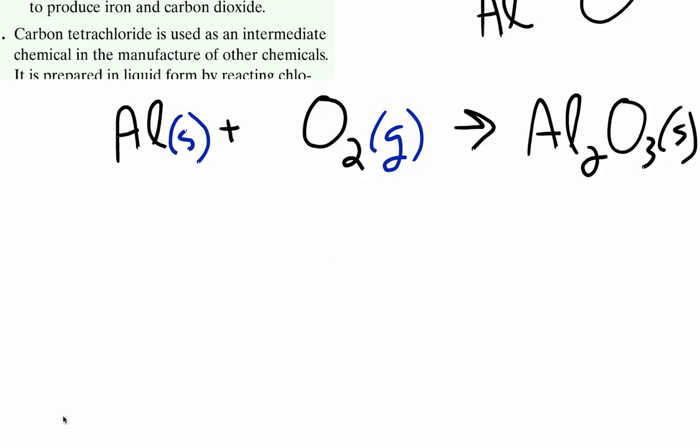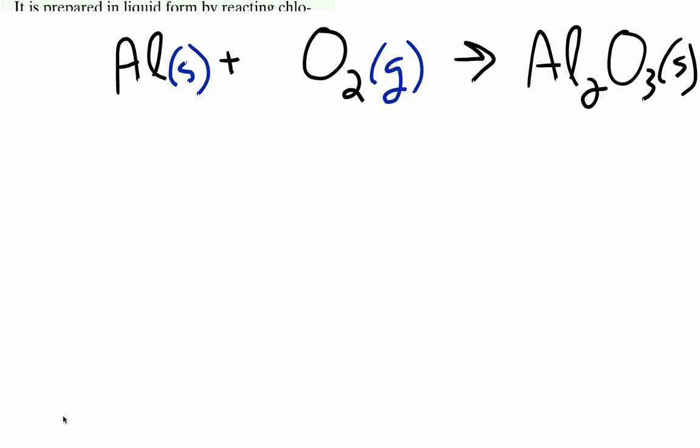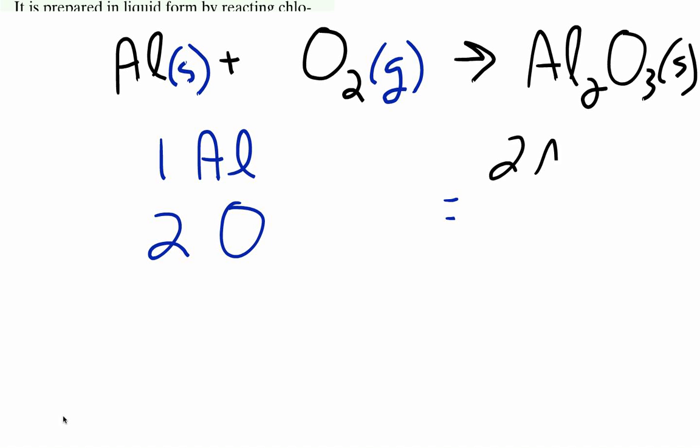The next thing we want to do is go through and balance this. So let's just count up what we have on our reactant side of the equation. So these are our reactants. I have 1 aluminum, and I have 2 oxygens. On my product side, I have 2 aluminums, and I have 3 oxygens. Now, there's no hard, fast rules about how to balance equations, but typically, we're going to balance metals first, leave the oxygen, the hydrogen for later.